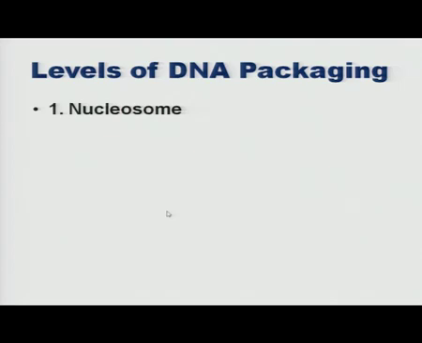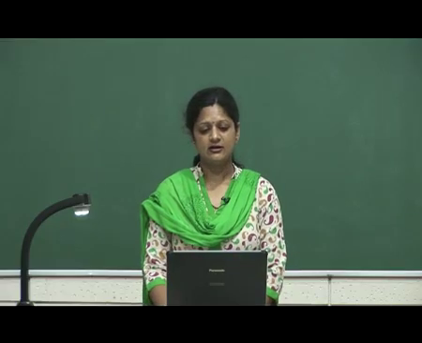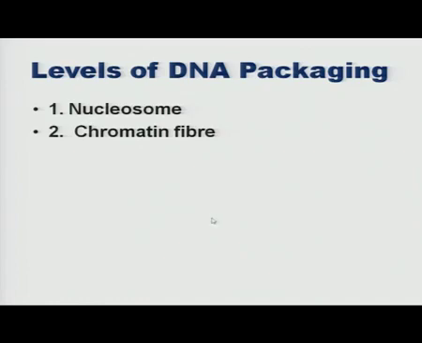The first level is formation of the nucleosome. The nucleosome consists of histone proteins and DNA which is wrapped over the histone proteins. The second level is formation of chromatin fiber. The nucleosomes get compacted to form chromatin fiber, and our genetic material in various phases of the cell cycle appears in fiber structure.